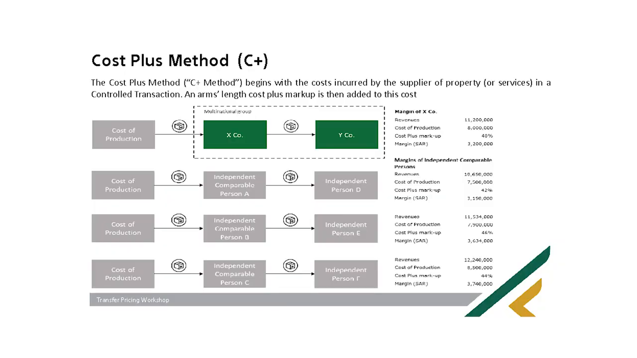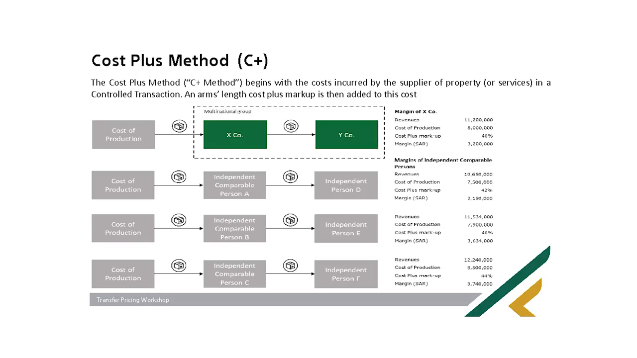So now we're looking at this price. What is the cost plus? In this case, when they sell to Y company, they get 11.2 million. They have cost of production of 8 million, and the cost plus markup in this case is going to be 40%. Now we want to make sure that the cost plus of 40 is arm's length.